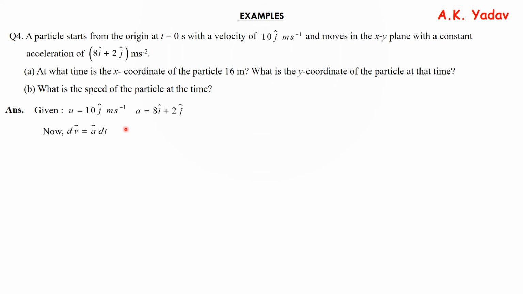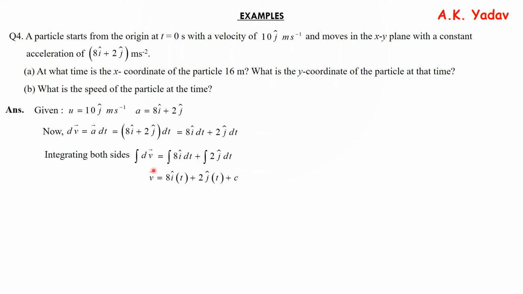Now we know dv equals a dt. How I got this? We know a equal to dv by dt, so dv can be written as a dt. Let us put the value of a. So what we get? dv equals 8i dt plus 2j dt. Now let us integrate both sides. So integration of dv equals integration of 8i dt plus integration of 2j dt. The integration of dv is v, the integration of dt is t, and the integration of dt here again is t, plus c, the constant of integration.